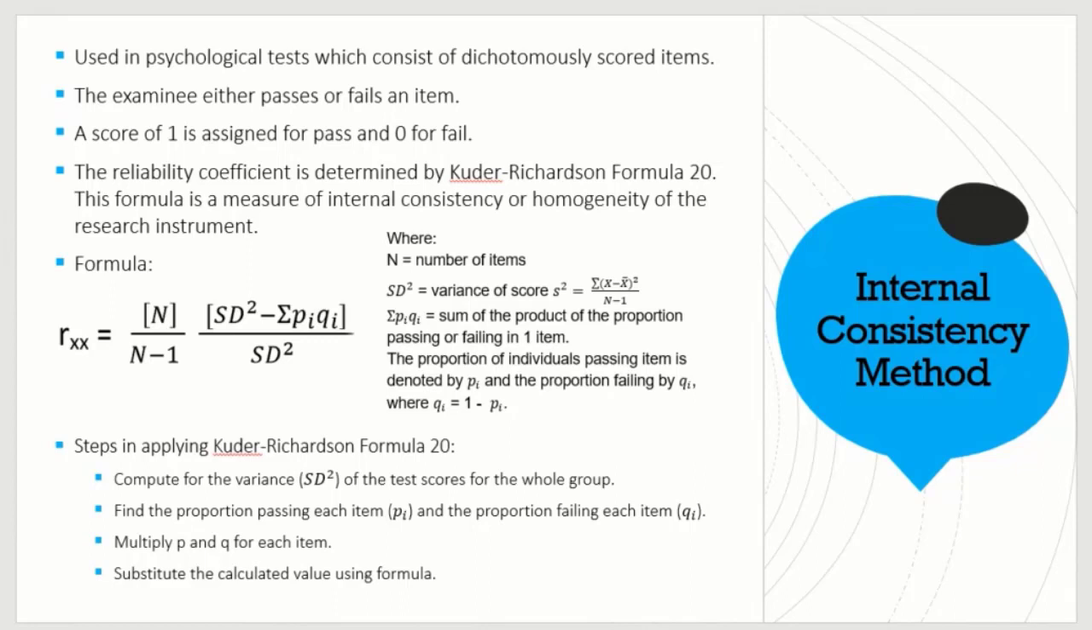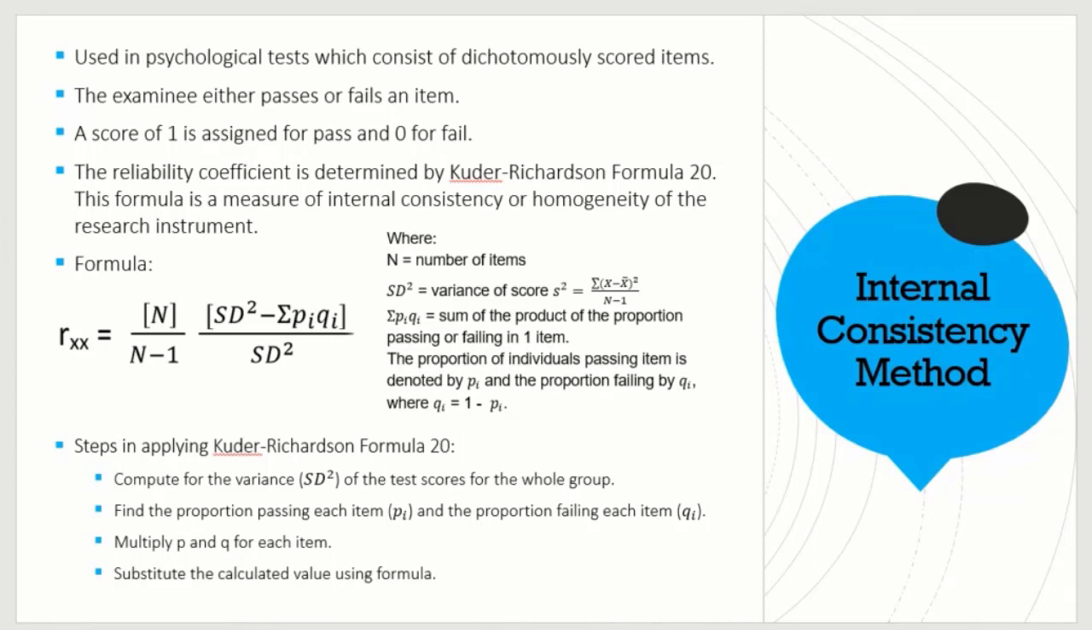So the examinee either passes or fails an item, just like true or false. There is no partial score in true or false because it's either true or false. So a score of 1 is assigned for pass and 0 for fail. The reliability coefficient is determined by Kuder-Richardson formula 20. This formula is a measure of internal consistency or homogeneity of the research instrument.